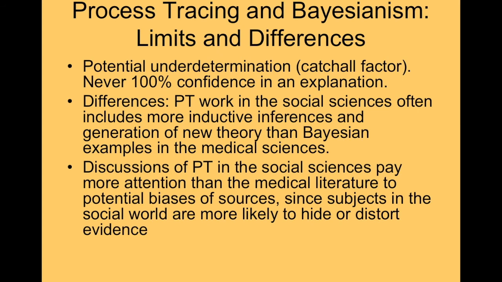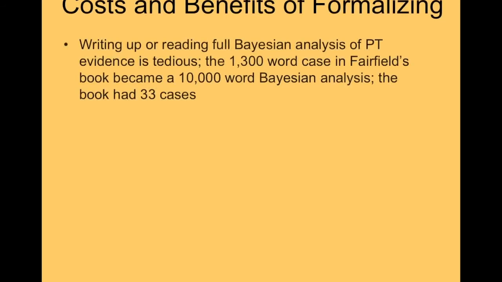Also, a lot of discussions of Bayesianism in the medical sciences don't have to deal as much with the possibility that patients are misrepresenting their symptoms, right? They might if they're embarrassed about a sexually transmitted disease or something, but we have to worry a lot more in social science examples that witnesses or interviewees, either intentionally or unintentionally, are presenting information in a way that's favorable to themselves, right? They may have inadequate recall, they may be intentionally putting a spin on things and so on. So we have to think a lot more about evidentiary biases than, say, in some of the medical sciences.